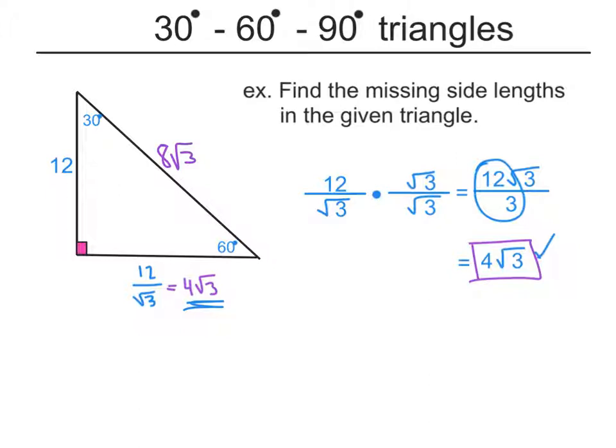So again, it's kind of all about knowing, are you going from a smaller side to a bigger side, or a bigger side to a smaller side? This is the smallest side in the entire triangle. So from here, I need to multiply to get there. From here, I need to multiply to get there. If I'm going from the bigger side to the smaller side, in that direction, I need to divide.